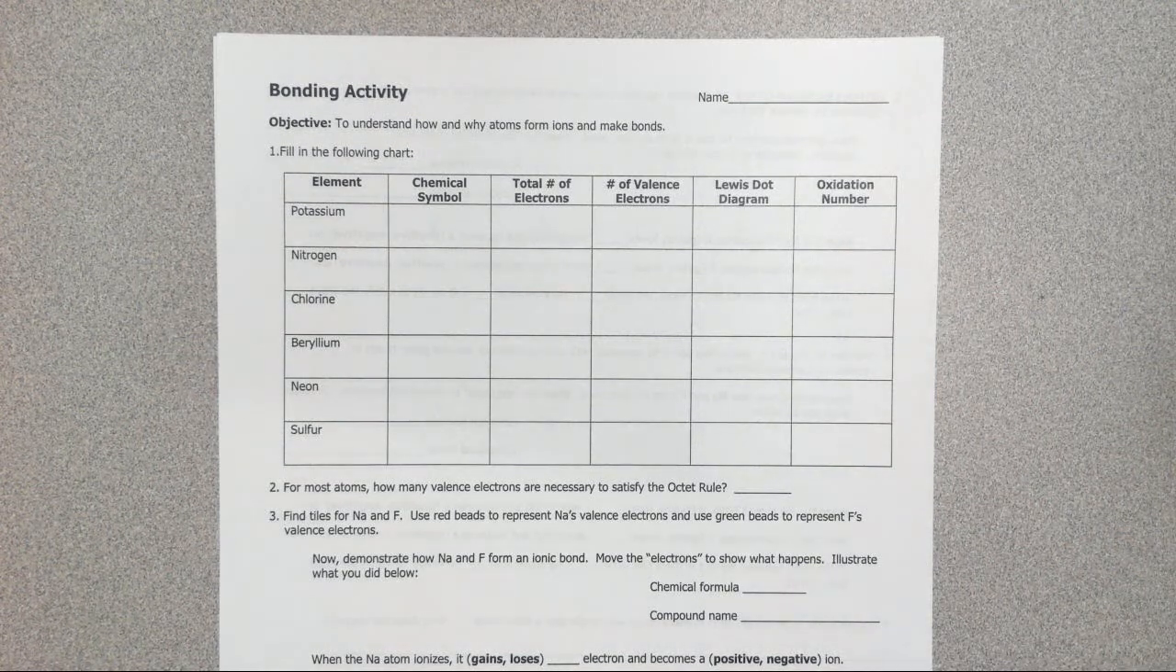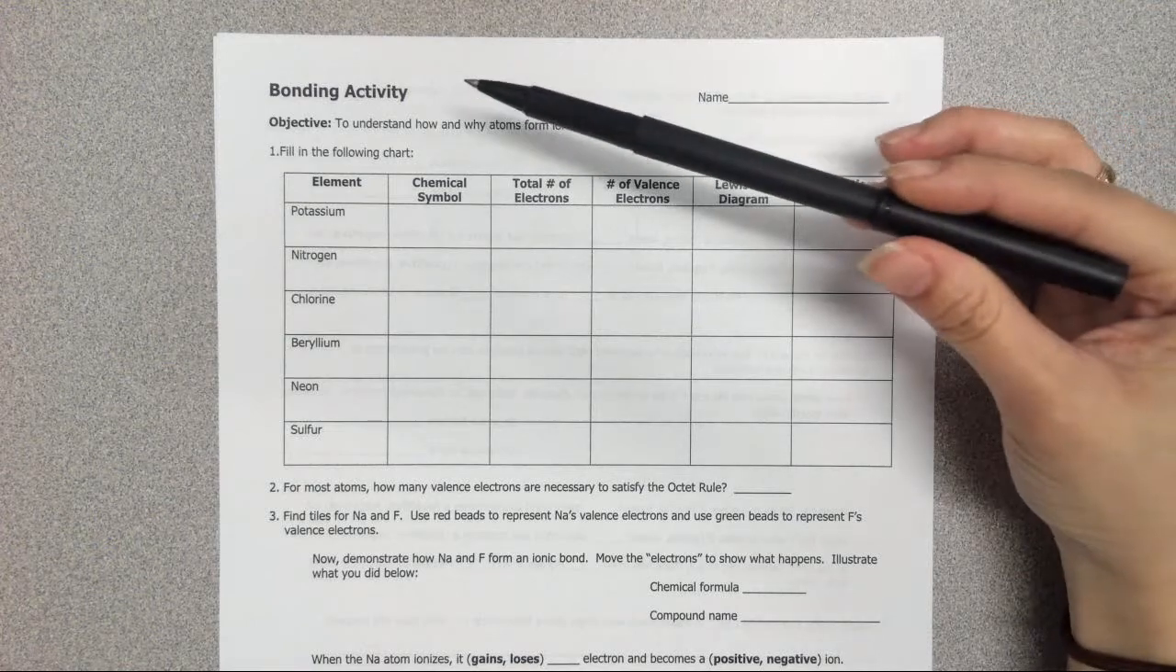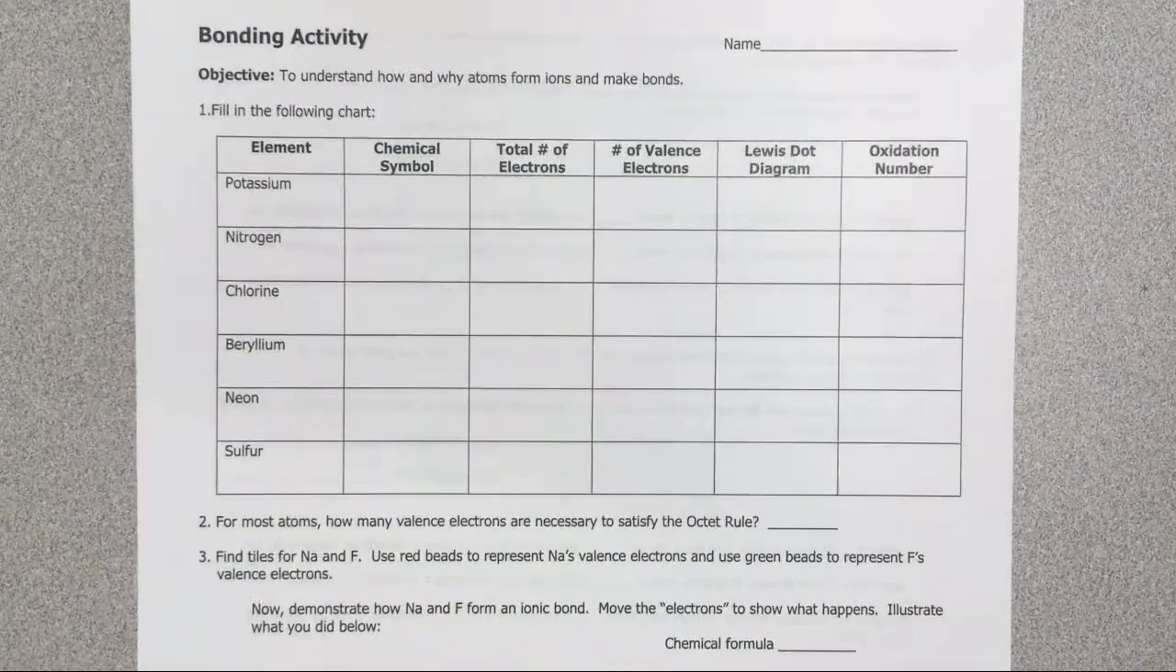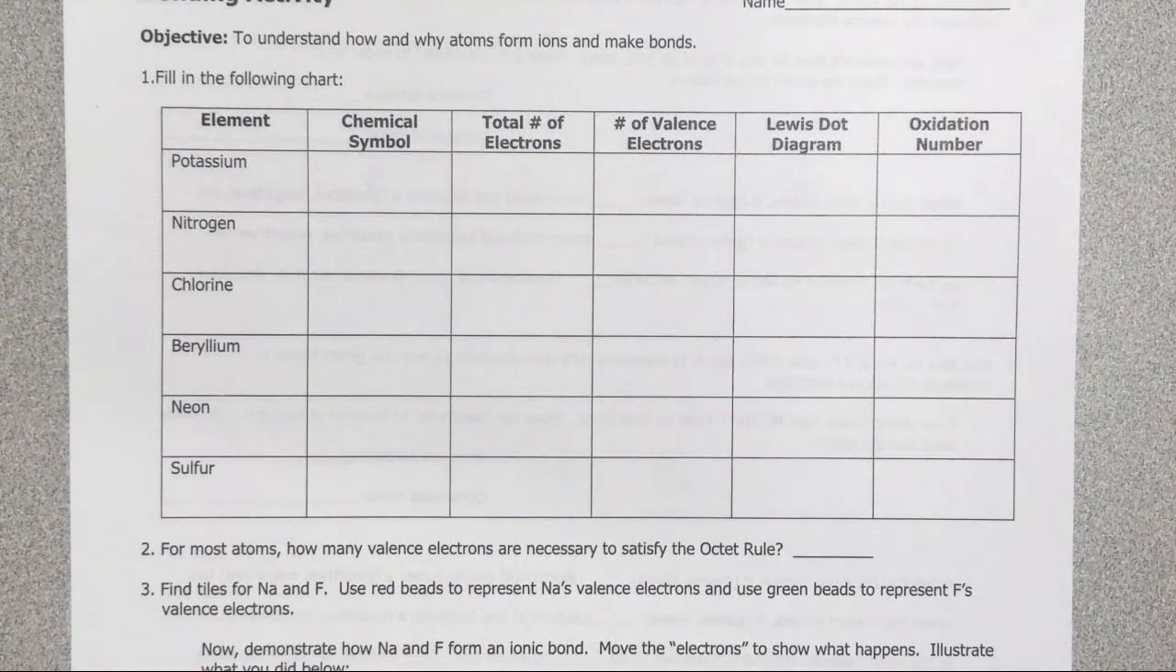All right, today we're going to work on this bonding activity. So you should have picked up this worksheet as you walked into class today. What I'm going to do is number 1 with y'all and also number 5 with y'all, and you are expected to do the rest on your own for the rest of class time.